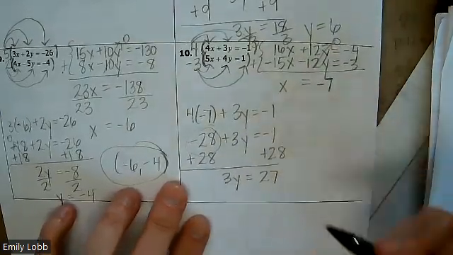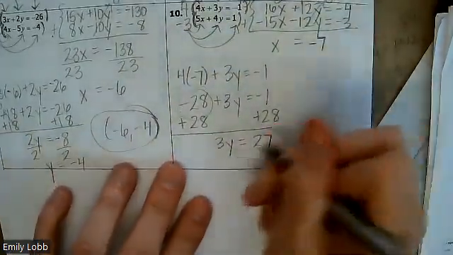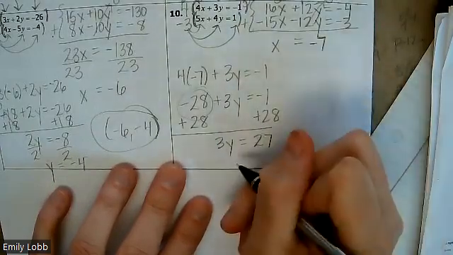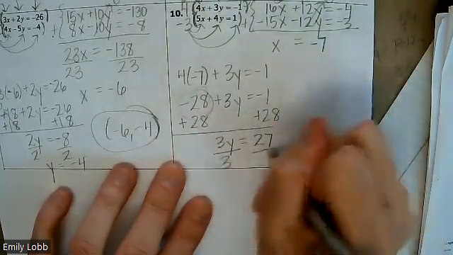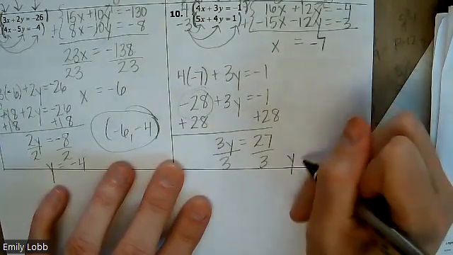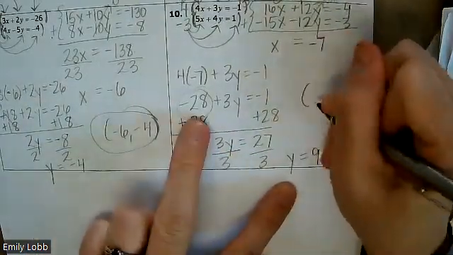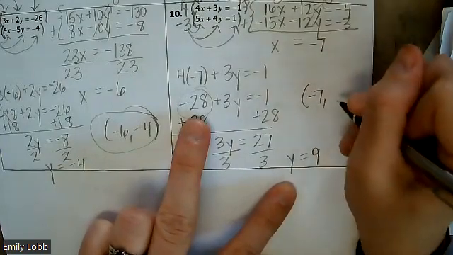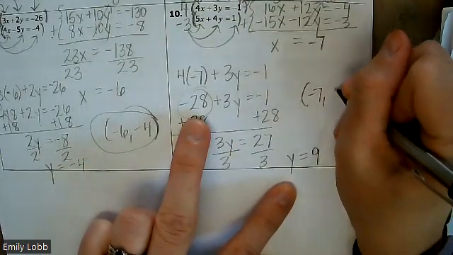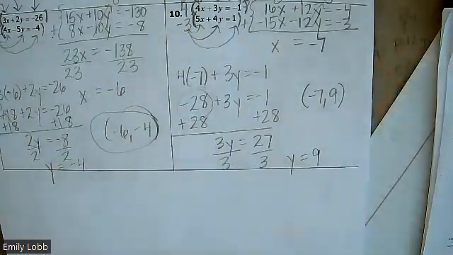Our signs were the same, so we found the difference. Bigger number was positive, so our answer is positive. Divide by the coefficient to find what 1y equals. Well, 27 divided by 3 is 9. So the point where these two lines intersect is -7, 9.